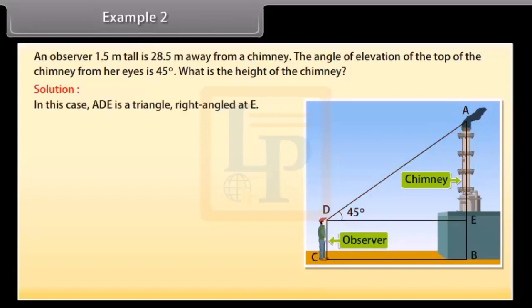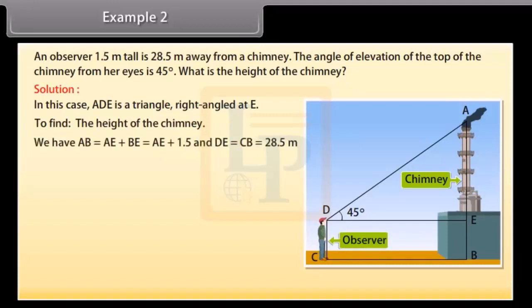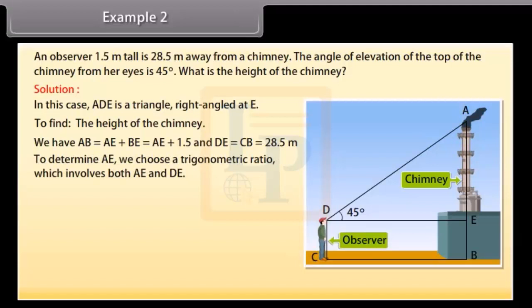In this case, ADE is a triangle, right angled at E, and we are required to find the height of the chimney. We have AB equals AE plus BE equals AE plus 1.5 and DE equals CB equals 28.5 meter. To determine AE, we choose a trigonometric ratio which involves both AE and DE. Let us choose the tangent of the angle of elevation.